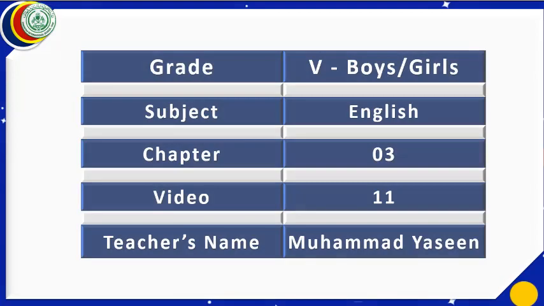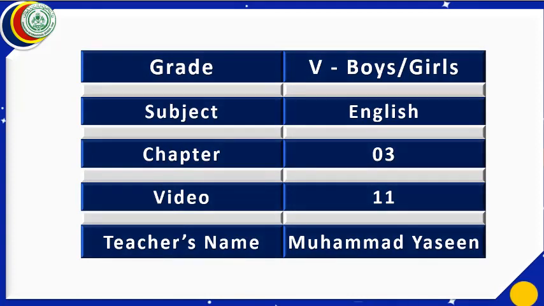I am Muhammad Yasin. This English class is for the students of grade 5. We are doing chapter 3 of Active English Book 5. This is our 11th video in this class.